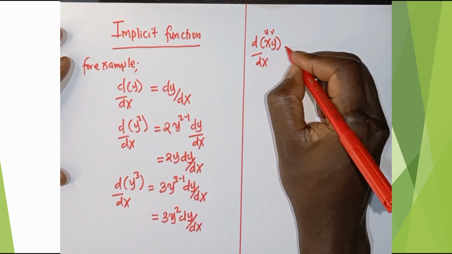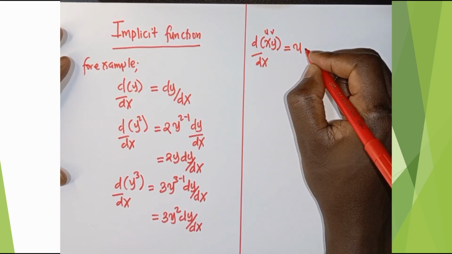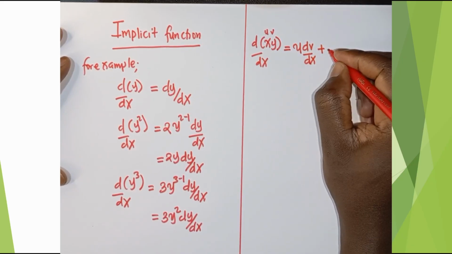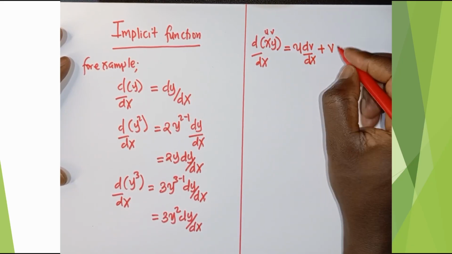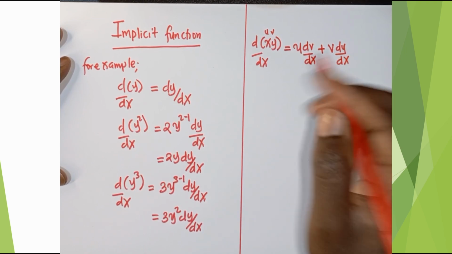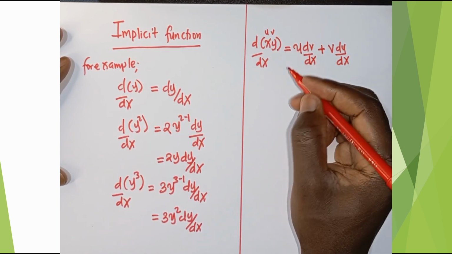So product rule says that you keep u constant, you differentiate v with respect to x, plus you keep v constant, you differentiate u with respect to x. Now here we ask ourselves, who is your u?